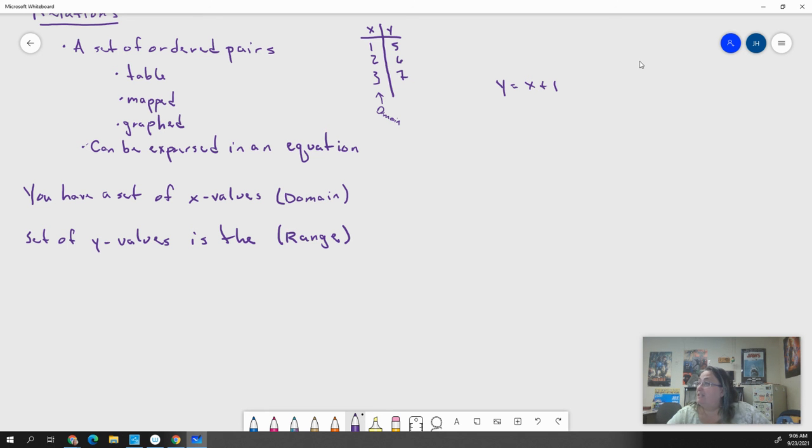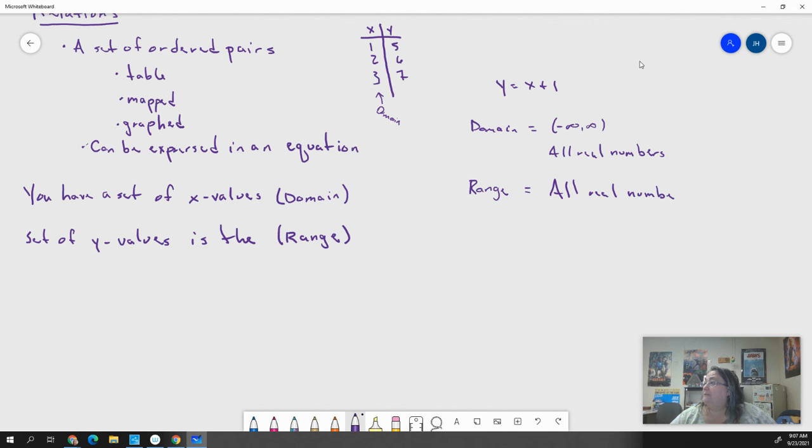So in this case, if I looked at this specific problem, my domain would be negative infinity to infinity, or we could say all real numbers, right? Could be any number I want it to be. My range depends on what my X is. And in this case, my range could also be all real numbers because I can put in any number for X. My Y is just going to be one more than that, right? So that would also be all real numbers. But that won't always be the case, right?